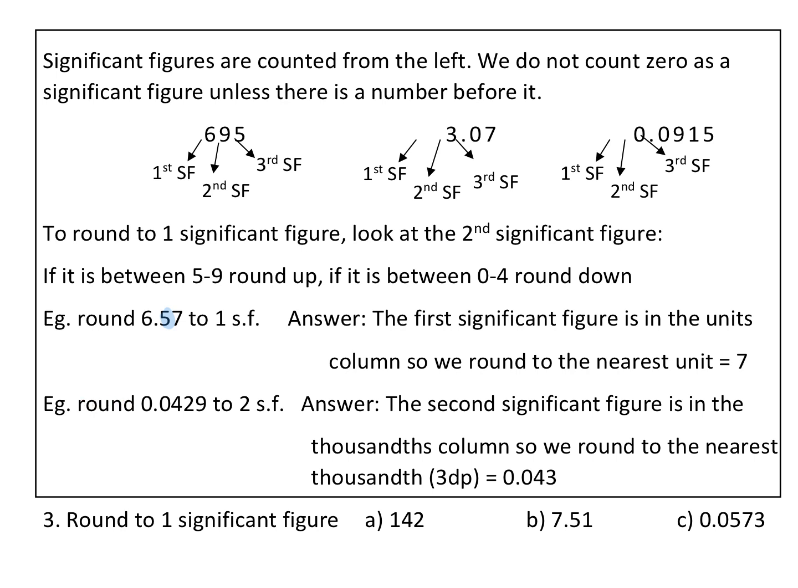In the next example, we've got 0.0249. To 2 significant figures, we need to go to the second significant figure, which is the 2, and then the number after it is a 9, which tells us to round up. So we're actually rounding there to 3 decimal places, or to the nearest thousandth. And that would be 0.03, the 9 telling us to round the 2 up to a 3.